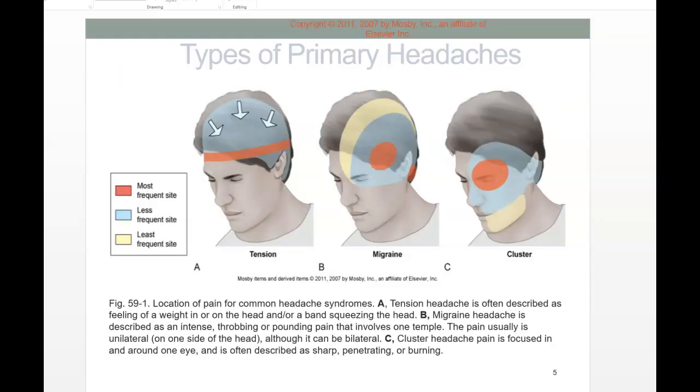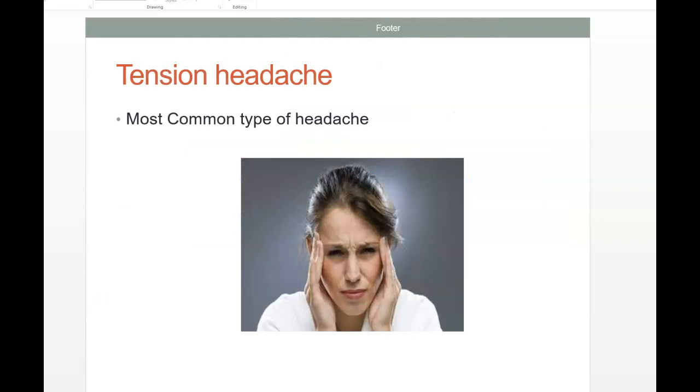These are the types of primary headaches that we're going to talk about. Tension is often described as a feeling of a weight in or on the head, or a band squeezing around the head. Migraine headache is described as an intense throbbing or pounding pain that involves one temple. And cluster headaches are a pain that is focused in or around one eye and is often described as sharp, penetrating, or burning. The first one we're going to talk about is tension headache.